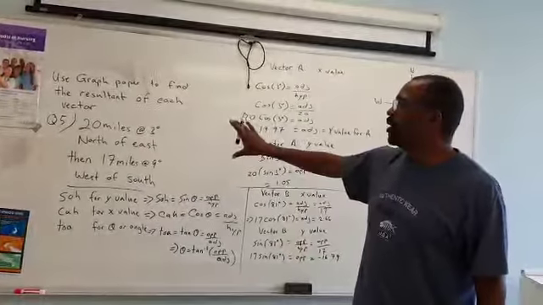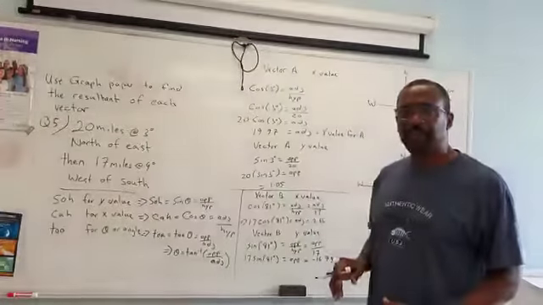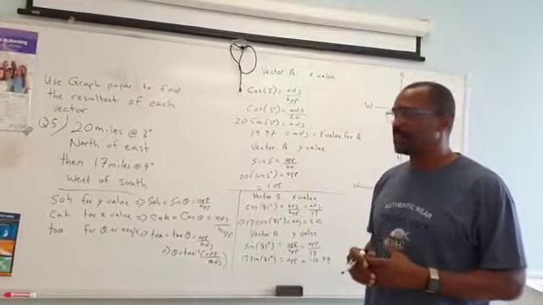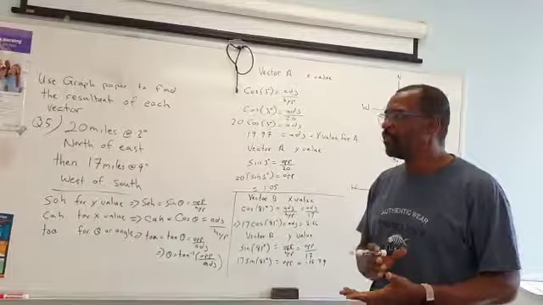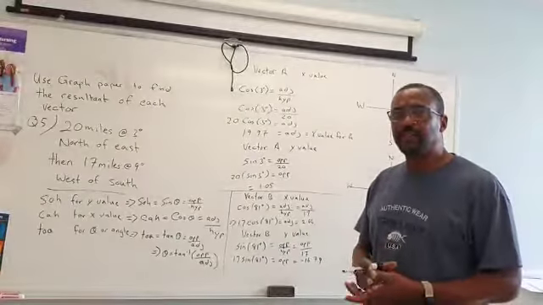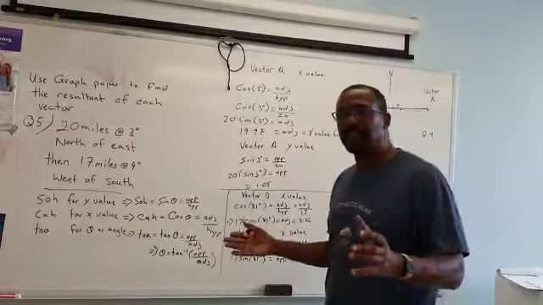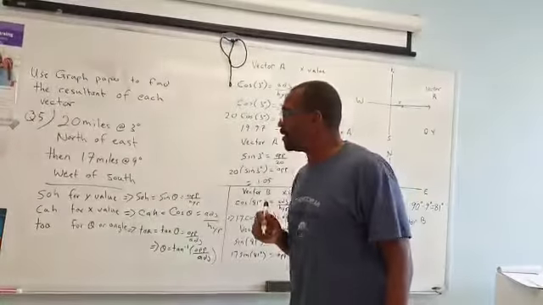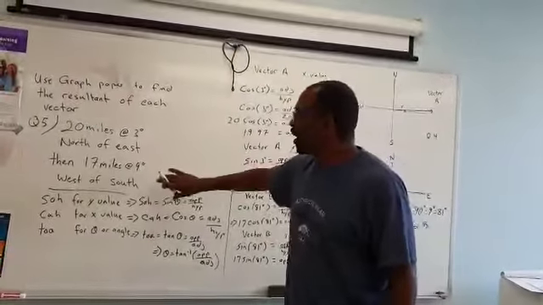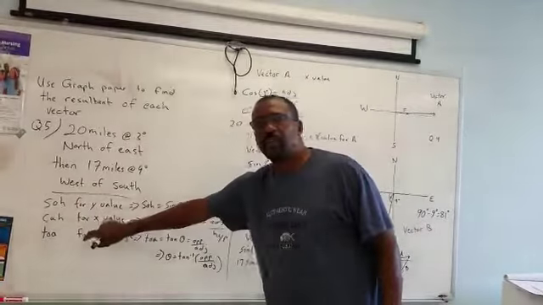When you want to find the resultant of two vectors, you're basically adding the two vectors. The first step is to find the x and y values of each vector. Once you find the x and y values of each vector, you add them to get your resultant vector. To find the x and y values, we're using the principle SOH CAH TOA.